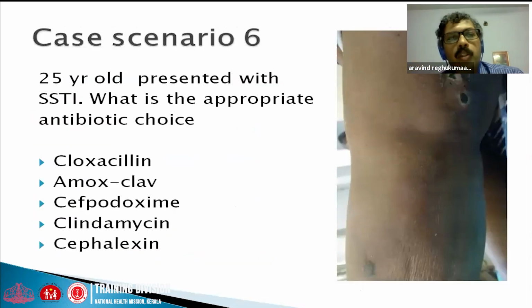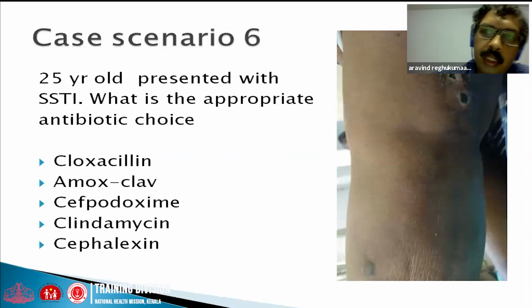The next case scenario will be a 25-year-old presenting with a skin and soft tissue infection. What is the appropriate antibiotic choice? Usually we know that skin and soft tissue infections are divided into two: purulent as well as non-purulent. Here there is an entry point, and you can say it is a purulent infection. Purulent infection means it is likely to be due to Staphylococcus aureus.